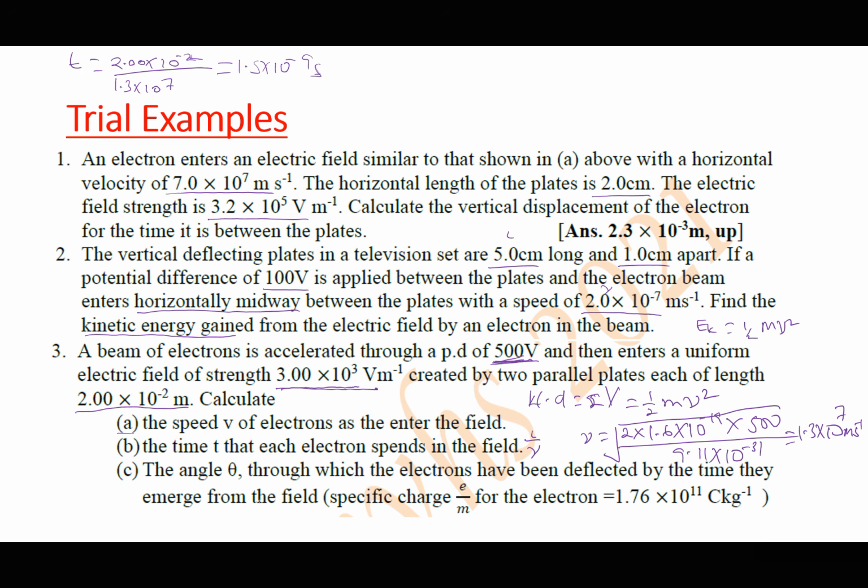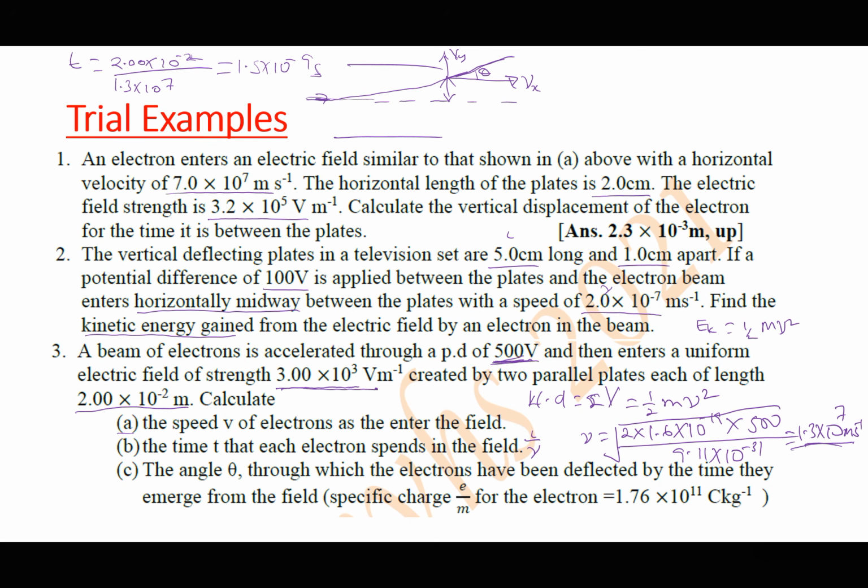Then the angle theta through which the electrons have been deflected by the time they emerge from the field. If I try to sketch this, these are the plates. Then the electrons enter, this will be the original path, but then they undergo deflection and they emerge somewhere here. They have a velocity in the horizontal, which is Vx, and a velocity in the vertical, which is Vy. And we want the angle with which they emerge from the field.